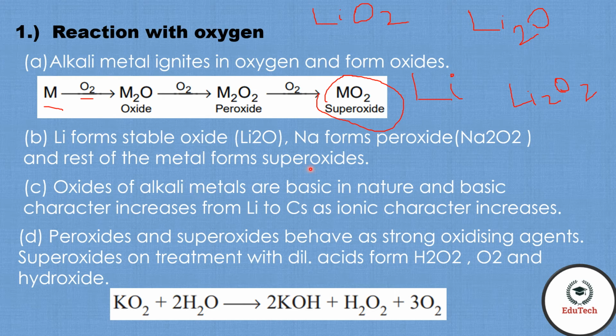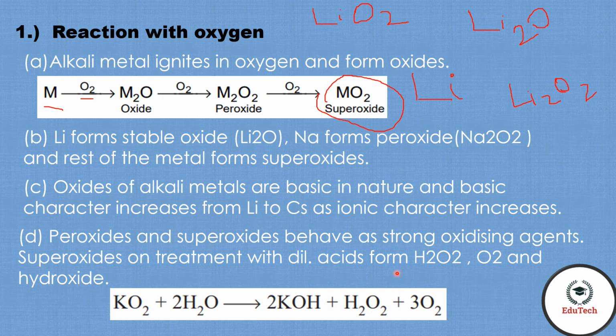Oxides of alkali metals are basic in nature, and basic character increases from lithium to cesium, which means the highest basic character is cesium, as the ionic character increases, right? Peroxides and superoxides behave as strong oxidizing agents.